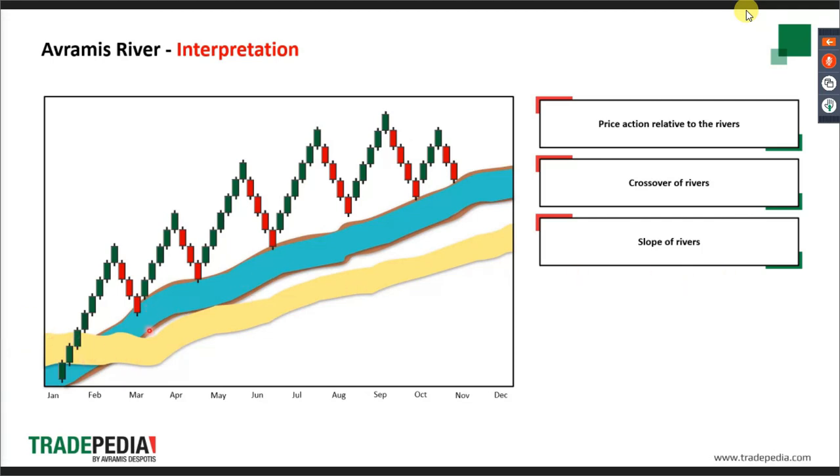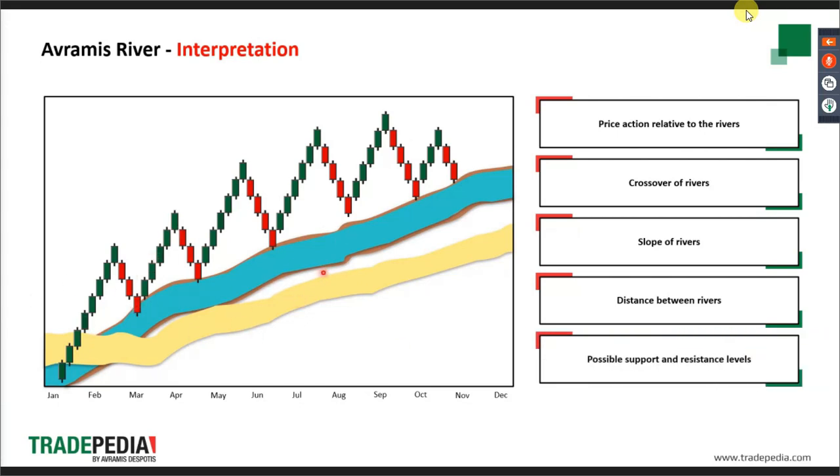You can also use this to determine the volatility with the speed, with the distance between the rivers. So if the blue and brown are further away from the gold, it means that there's more volatility. And lastly, all these rivers are possible support and resistance levels where you can put your stop losses.